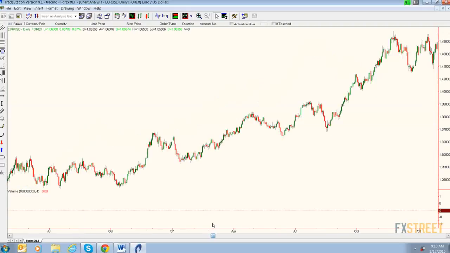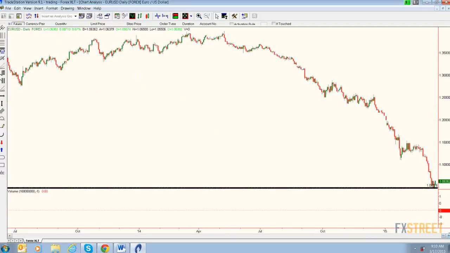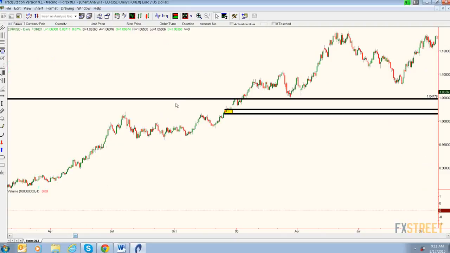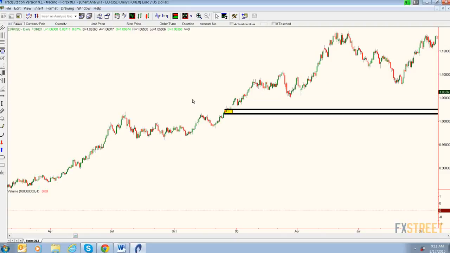Or actually, wait a second. 102, so what is that line? I just forgot to get rid of this level. Okay? So now, obviously, we're significantly above that. Yeah, this is a great level because it is the origin of the gap there.